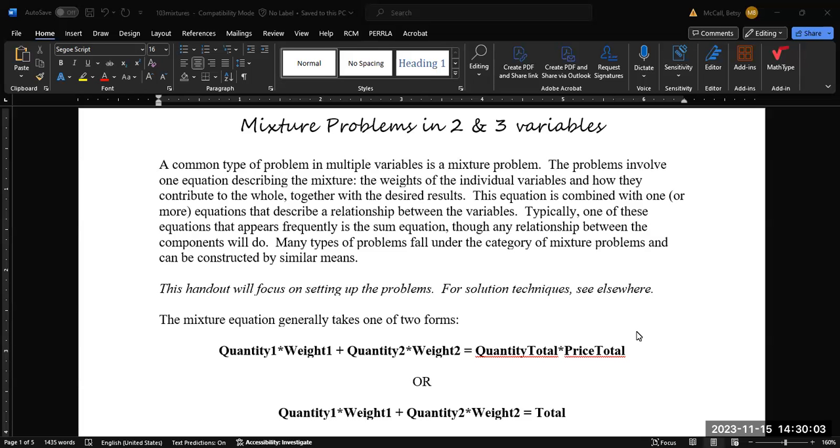Okay, so in this video, we're going to look at setting up mixture problems in 2 or 3 variables. Now, for this discussion, we're not going to actually solve the problems. We're just going to set them up. The solution techniques we will deal with at another time. But the solution techniques, there are many.